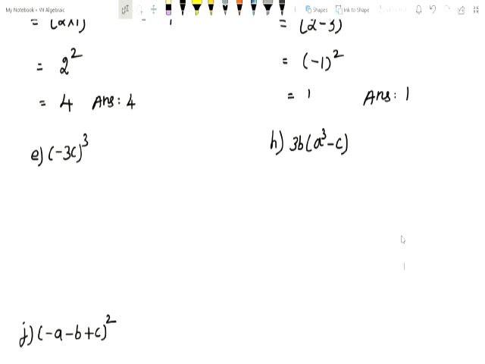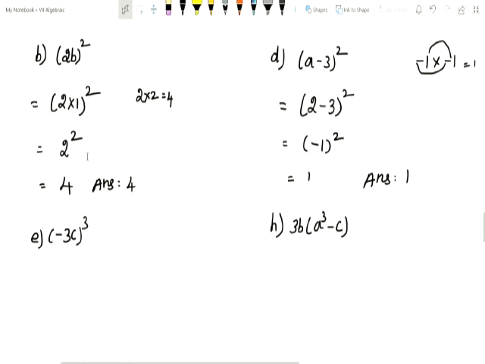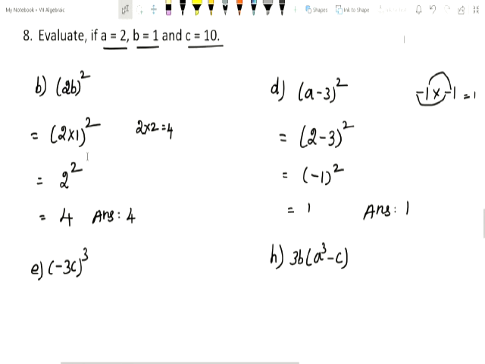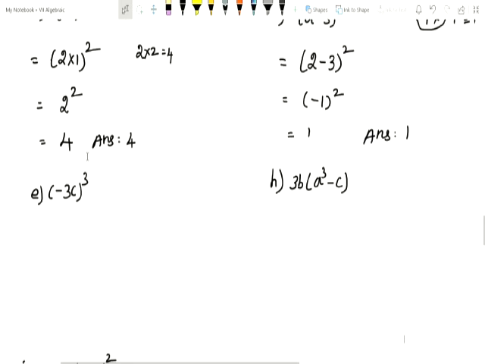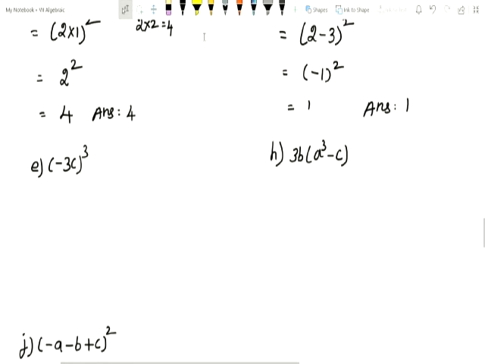And next one. Minus 3c the whole cube. What is the value of c, children? The value of c is 10. Okay, just you substitute here. Minus 3 into 10 the whole cube. So minus 3 into 10, what will you get, children? 3 tens are 30. So minus 30 the whole cube.